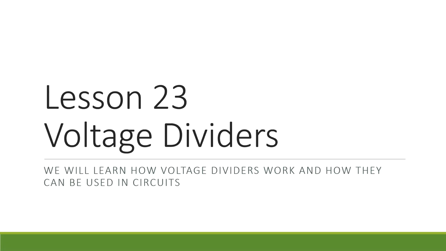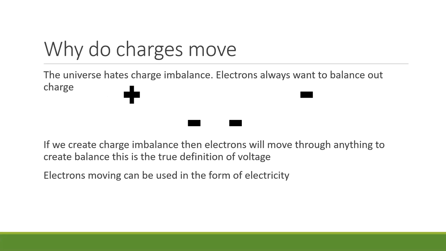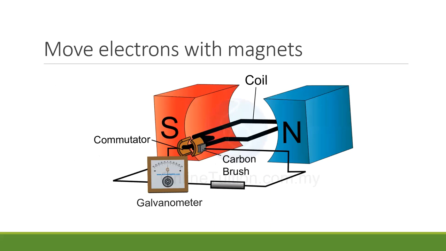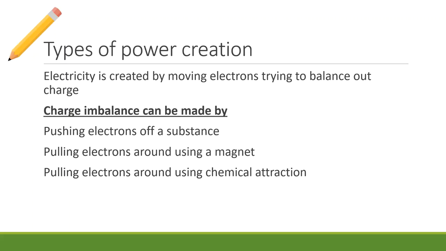So before we talk about voltage dividers, last week we were focusing on energy. We talked about, ultimately, why electrons move. We said that electrons move around a circuit because they want to balance a charge or get away from charge. We talked about how you can charge a balloon up by adding electrons to it. And we said that you can even create electricity by running a coil in a magnetic field, or by using the fact that electrons want to get to fluorine to make a battery voltage. These are different ways that you can make electricity.